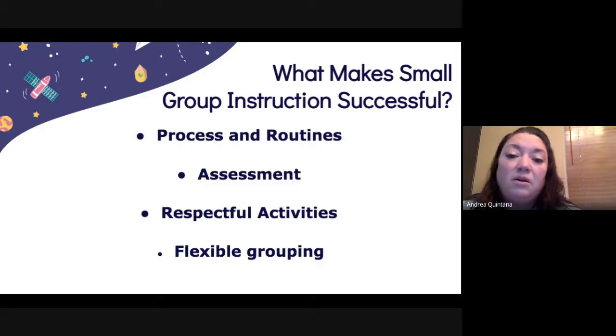If they aren't really strong in the routine and process of a small group, once you add in content, they're not going to be able to function and do things that you're hoping for them to be able to do. So really setting that up for success first, prior to adding in the content, is going to be key to making sure that your groups are successful.